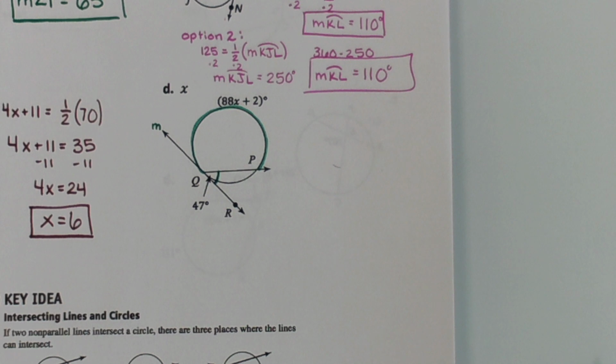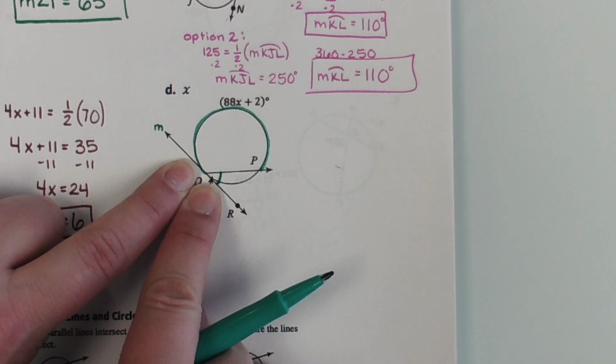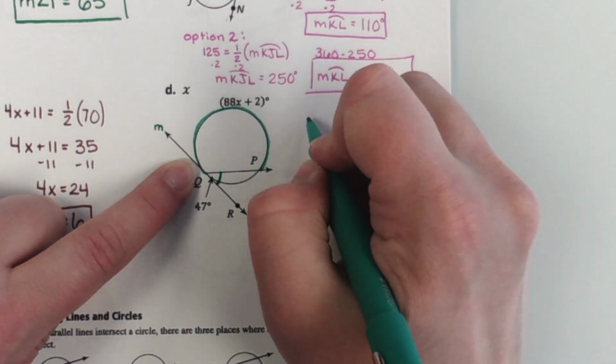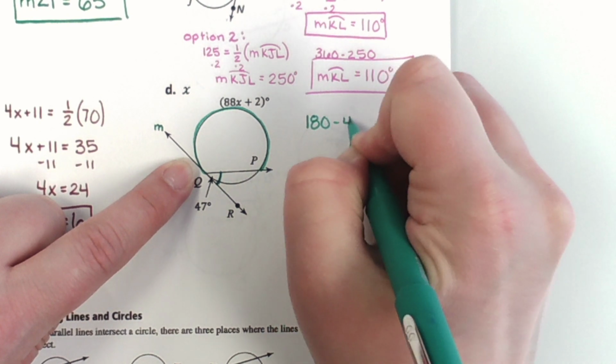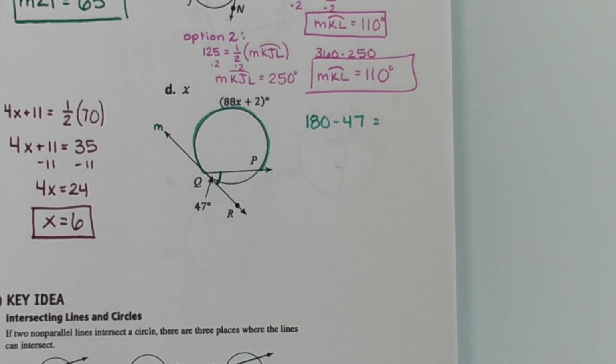Either way, you should get the same answer. If you prefer option 2, try out option 2 while I go through and do option 1. Okay. These two angles are a linear pair, therefore they should add up to 180. 180 minus the 47 is? Y'all might want to grab your calculators if you don't have them.